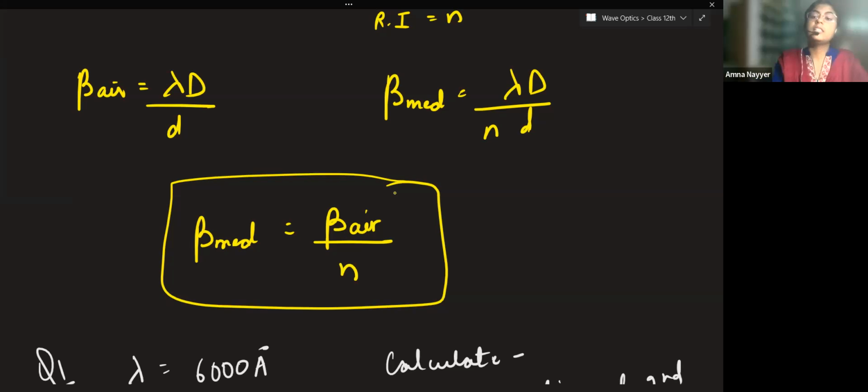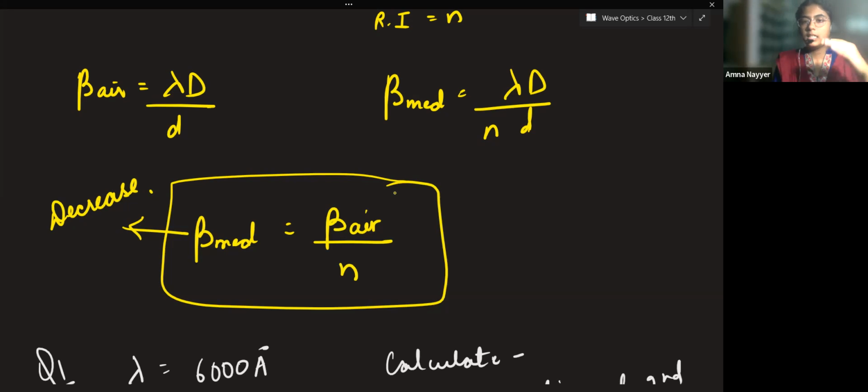Otherwise, a theoretical question can be asked, like if an apparatus of Young's double slit experiment is kept in some other medium which is having refractive index n, what will be the consequence of this on the beta in that medium? So you will have to mention that it will decrease, because this is getting divided by the refractive index n. So this is getting divided, that's why it will ultimately decrease. So 3 topics just now we discussed.